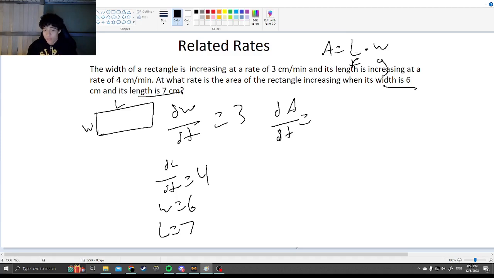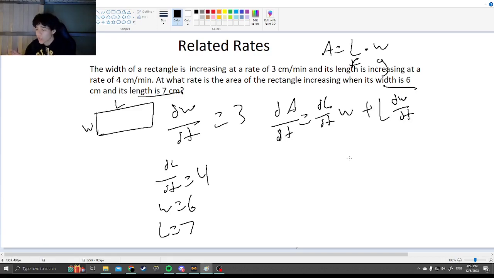So we have f prime g. So f prime is just going to be dl over dt, because it would be 1, and then you have to multiply it by dl dt. And then you have w, which is g, it stays the same, because it's f prime g, plus f, you keep it the same, is l. G prime is dw over dt.